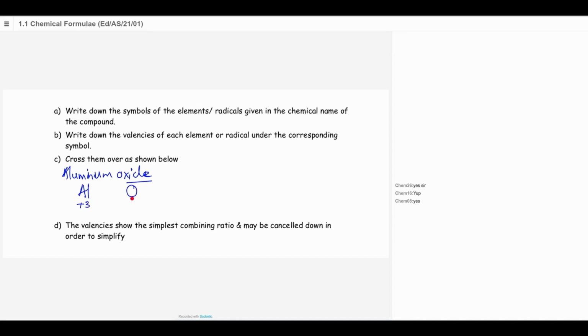Aluminium is group 3, +3. Oxygen is group 6, -2, and you cross the valencies. The valency of oxygen goes to aluminium, and the valency of aluminium goes to oxygen. This will be the formula of aluminium oxide.